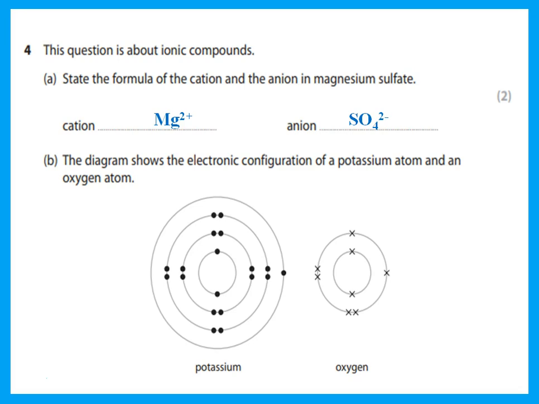Now, the next part is sulfate. Sulfate is the negative anion, and it has 2 negatives because its valency is 2. The number of charges is the same as their valency.